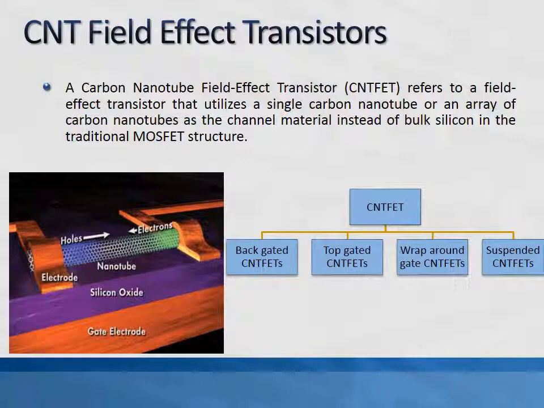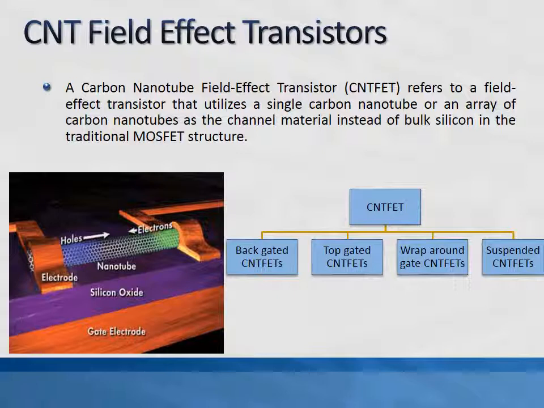So let us see CNT FET. CNT FET refers to the field effect transistors that utilize a single carbon nanotube or an array of carbon nanotubes as a channel material instead of bulk silicon in the traditional MOSFET structures. There are 4 types of CNT FET. First is a backgated, second top gated, third is a wraparound gate, and fourth is a suspended.